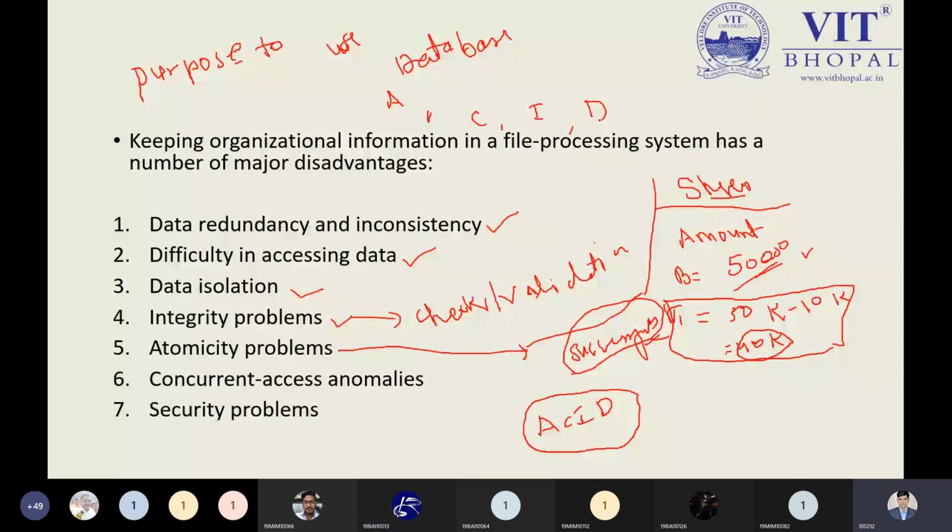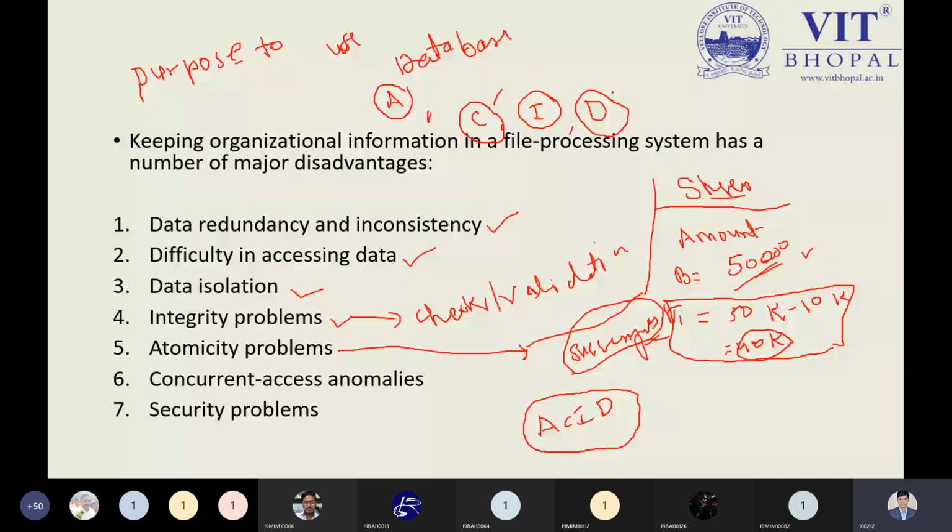I can say a database must have the ACID property. ACID stands for atomicity, consistency, integrity, and durability. A stands for atomicity, C stands for consistency, I for integrity, and D stands for durability. This is the ACID property which must be supported by the database system while maintaining the database.